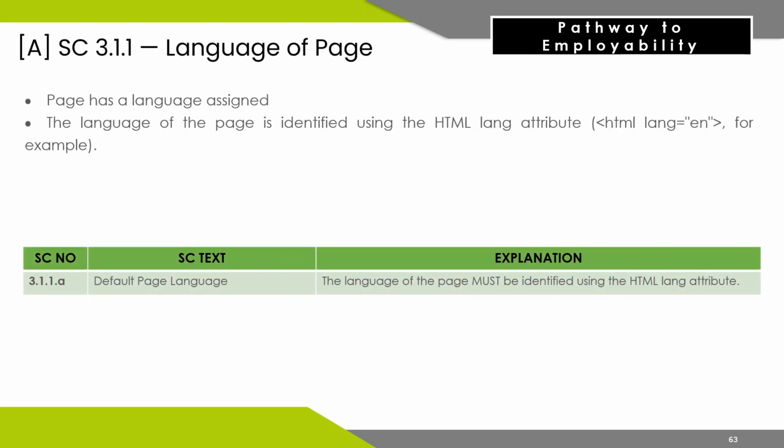The requirements for success criterion 3.1.1 Language of page are 3.1.1.a Default page language. The language of the page must be identified using the HTML lang attribute.